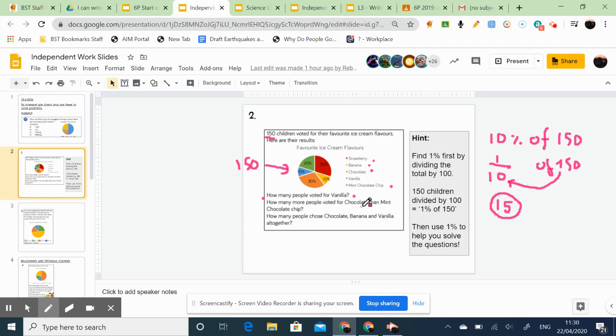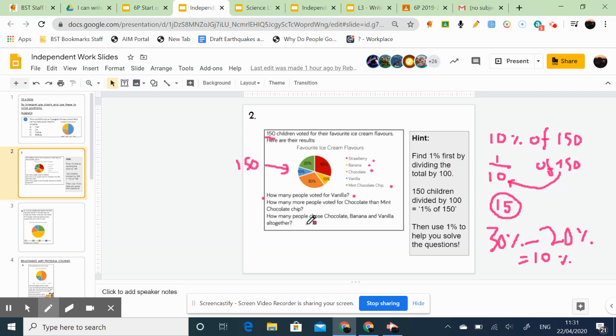How many more people voted for chocolate than mint chocolate chip? First of all, I need chocolate. That's 30%, right? And mint chocolate chip, what color is that? Green. So that's 20%. So what's the difference between them? Well, 30% minus 20% must equal 10%. And I already know what 10% of 150 is, because I've worked that out already. So you can work the rest out.